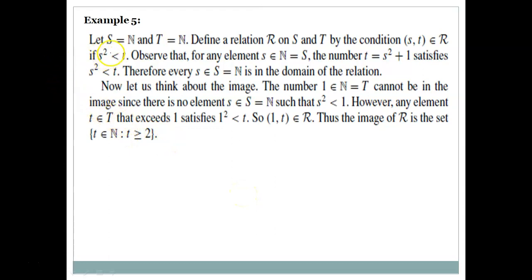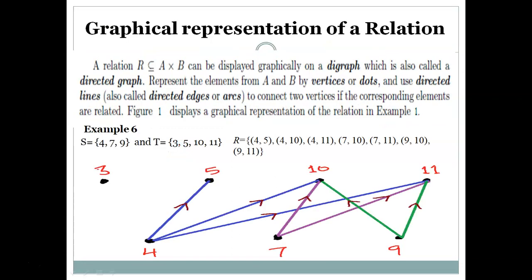Again, next example, if you take S equal to the set of natural numbers, T equal to the set of natural numbers, define a relation R on S and T by the condition (s, t) belongs to R such that s squared is less than t. So as discussed earlier, you can also understand this example.